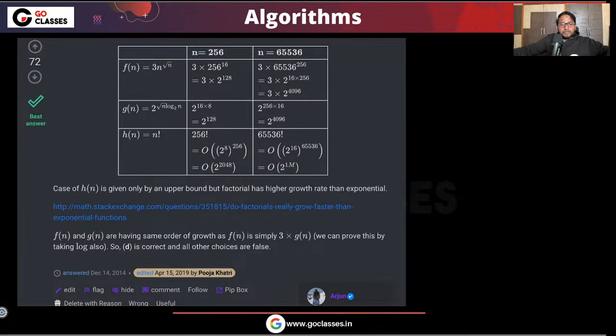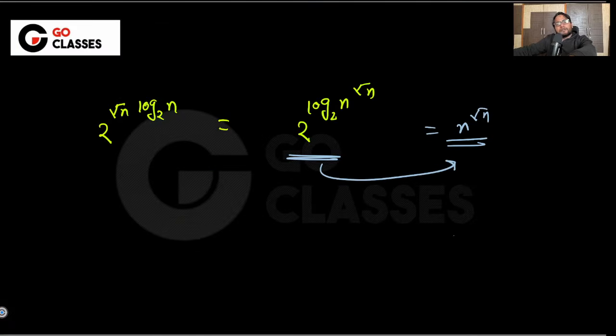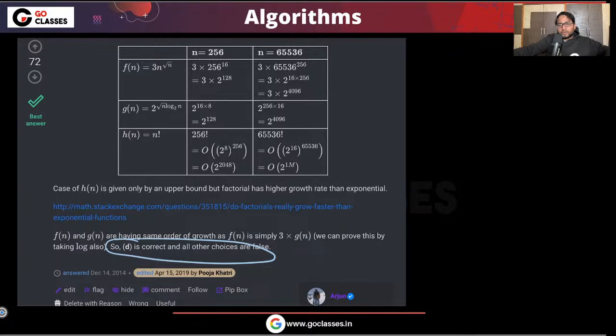Okay, so let's just see the answer. D is the correct one out of all the choices. By the way, do not take large values of n, because it might confuse you in the exam. Just use the method which we are discussing.